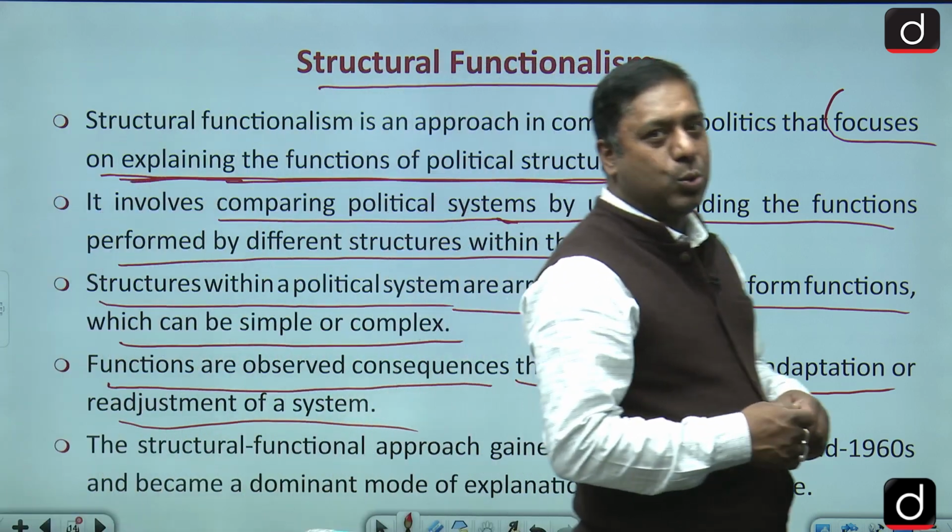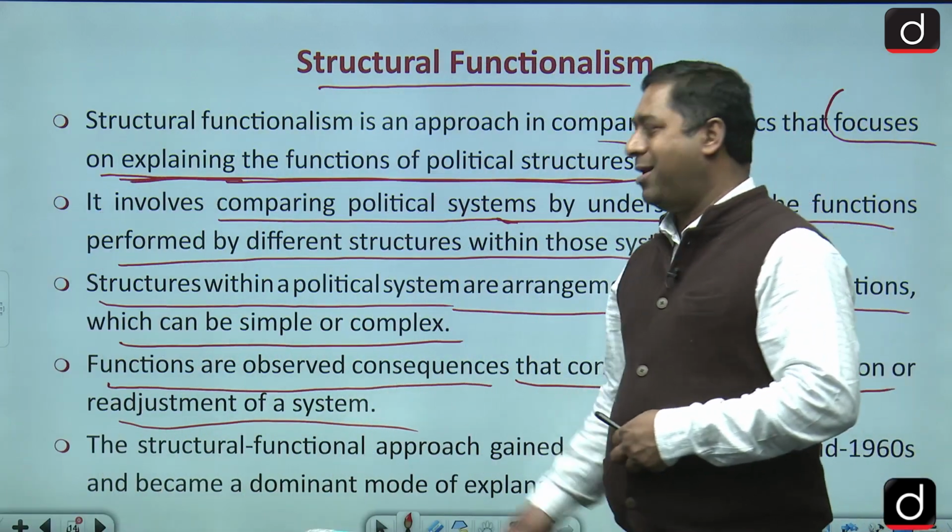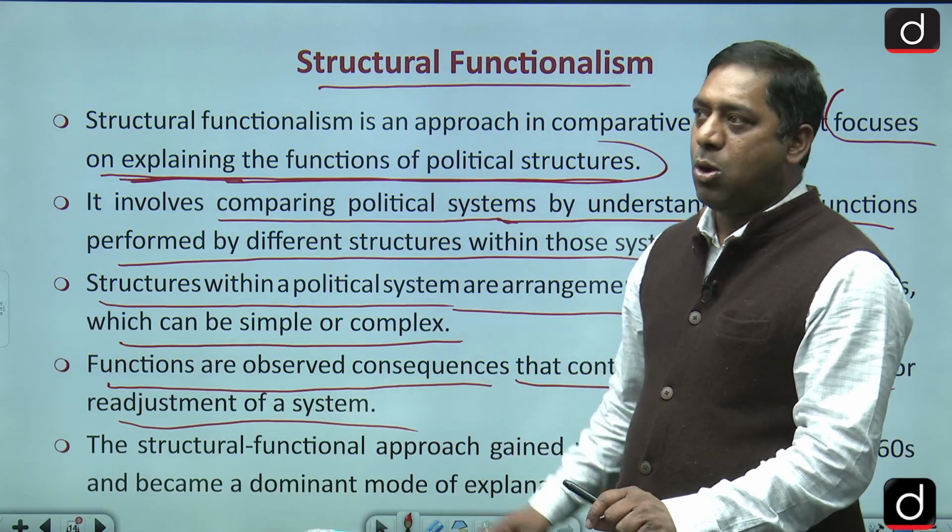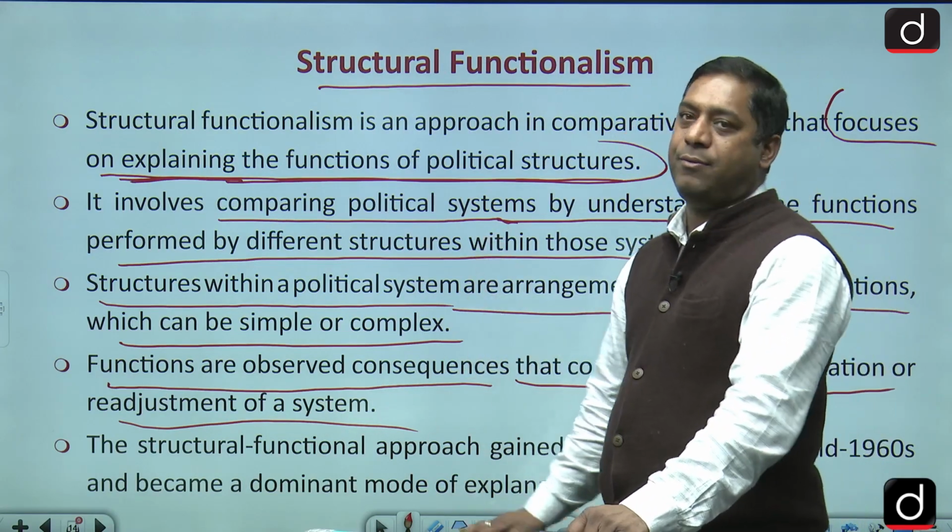Do not get confused. I read all the lines. Why? Because all the lines are interrelated to each other.